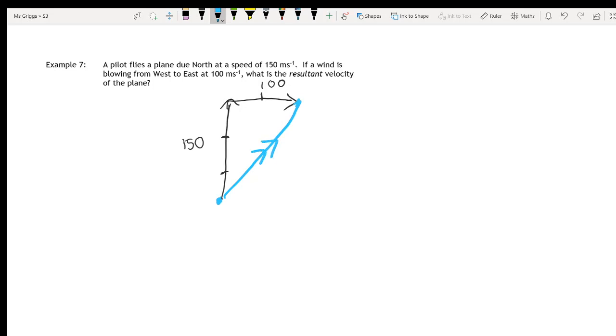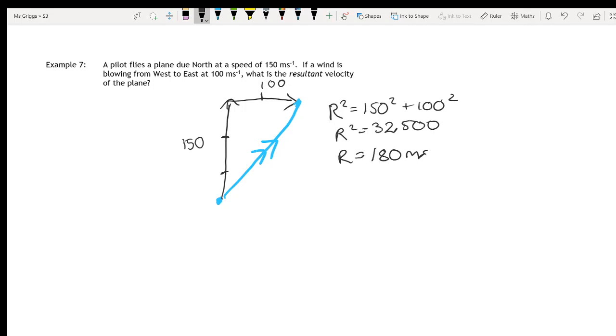That's our resultant velocity. So how do we work it out? You can either do a scale diagram and just measure your resultant velocity with a ruler, or you can use Pythagoras' theorem, which I'm going to do now. So r squared is 150 squared plus 100 squared. So r squared comes to 32,500, r comes to 180 meters per second. We haven't yet found the bearing, the angle.